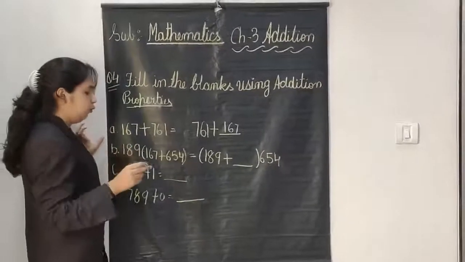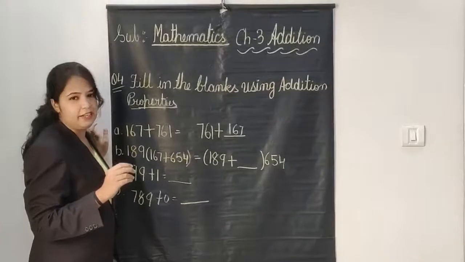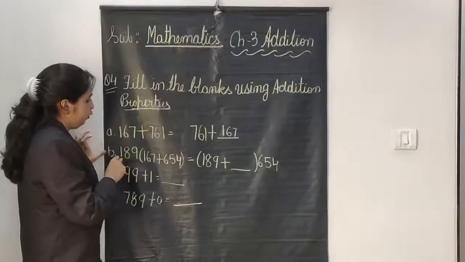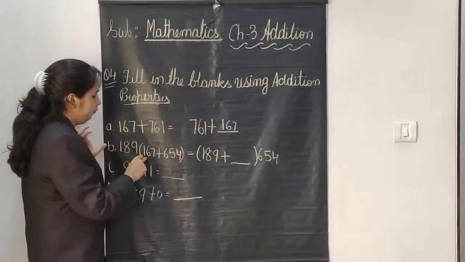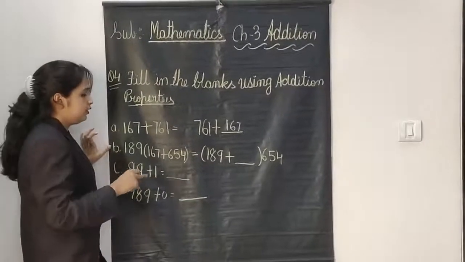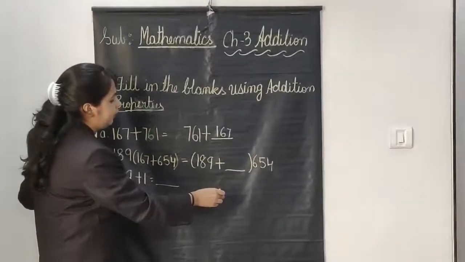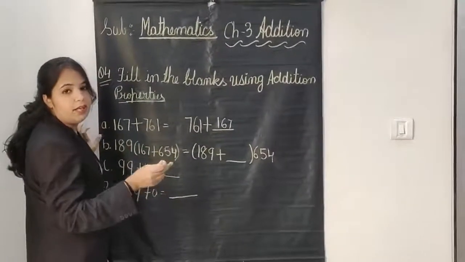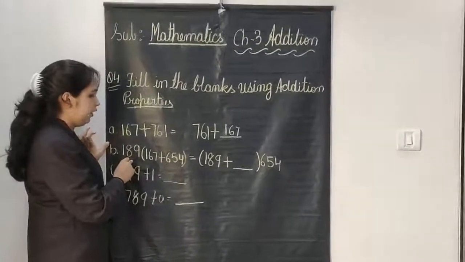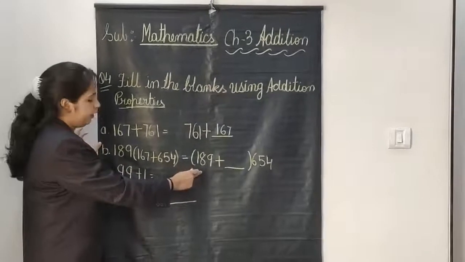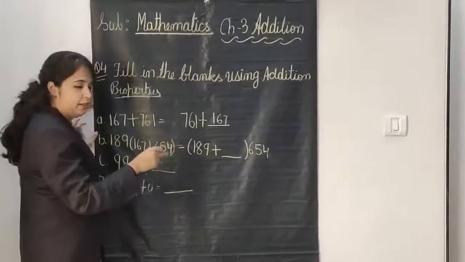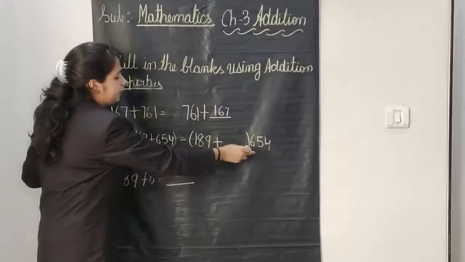Now property number 2, where we are adding 3 addends and doing the sum. Here you can see in the question there are 3 addends: 189, 167 plus 654. Now on the answer side, 2 addends are already given. We have to find the remaining addend from the question. The first number is 189, that is already given. Then a blank is given. The last one given is 654.